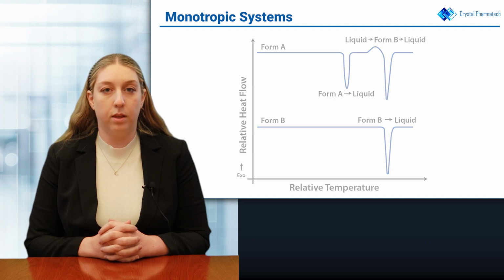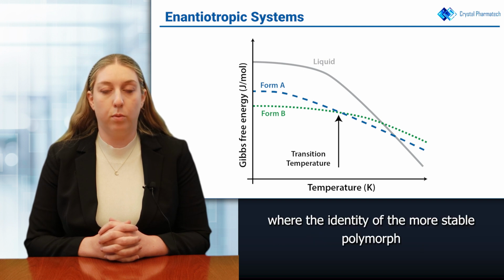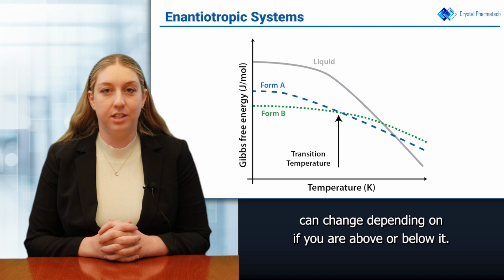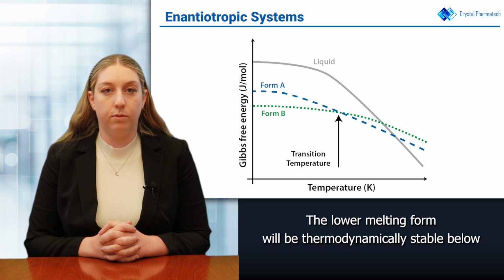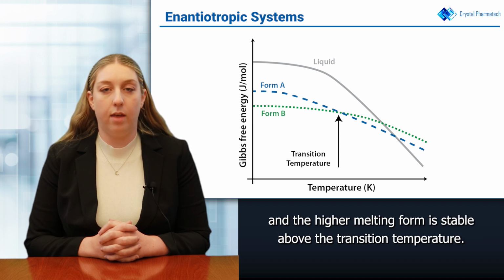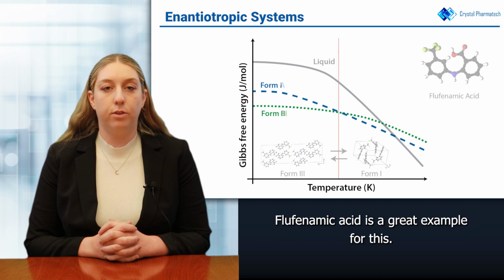thermodynamically stable form. In an enantiotropic relationship, there exists a transition temperature, where the identity of the more stable polymorph can change depending on if you are above or below it. This means that both polymorphs can coexist depending on the temperature. The lower melting form will be thermodynamically stable below the transition temperature, and the higher melting form is stable above the transition temperature. Flufenamic acid is a great example for this.